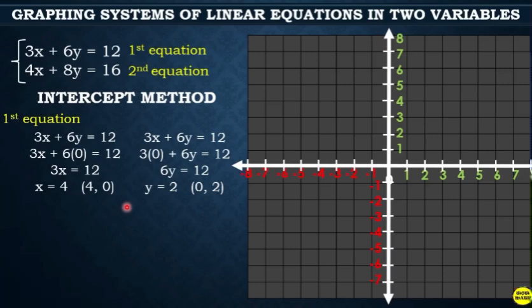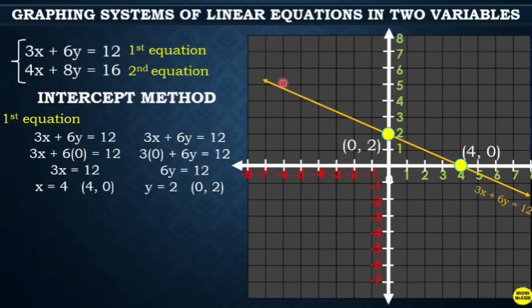Okay? So now, we will plot the points. So (4, 0), ito ang ating (4, 0). And then, yung ating y-intercept, (0, 2). So, ito ang ating (0, 2). Do not forget the label of the point. And then, let us graph. Okay, do not forget to write the equation of the line. So, this is the equation of the line, 3x plus 6y equals 12. So, ayun po siya ha. This is the graph of 3x plus 6y equals 12.